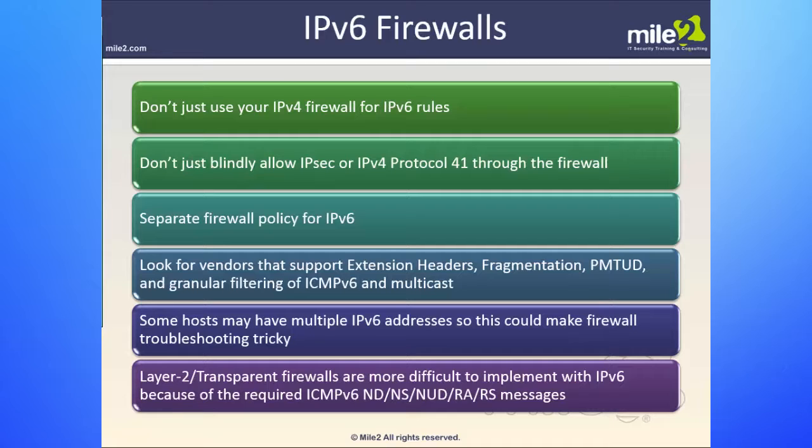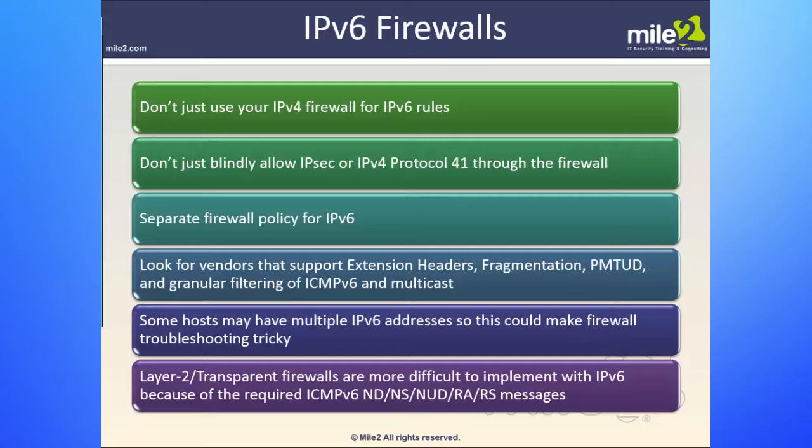Other things that we have going on is, let's see, for granular filtering and so forth. Okay. So we also have some hosts that have multiple IPv6 addresses. So this could also make firewall troubleshooting very tricky. And we have layer 2 transparent firewalls, which are more difficult to implement with IPv6 because of the required ICMPv6 stuff. Our network discovery, solicitation type stuff, your NUD, which is your neighbor unreachability detection, all right, and your RS and your RA that we mentioned, RA and RS messages and so forth.